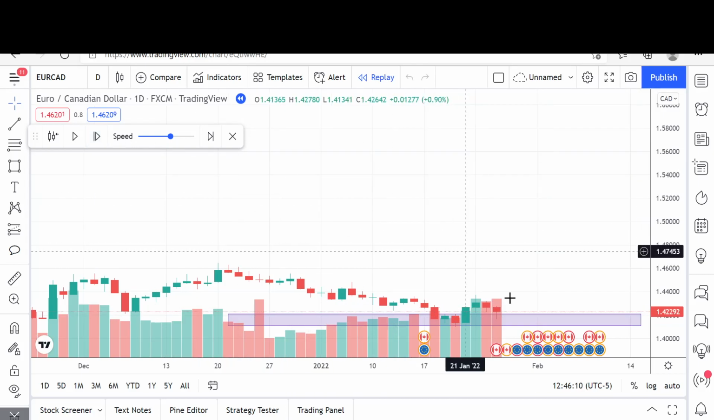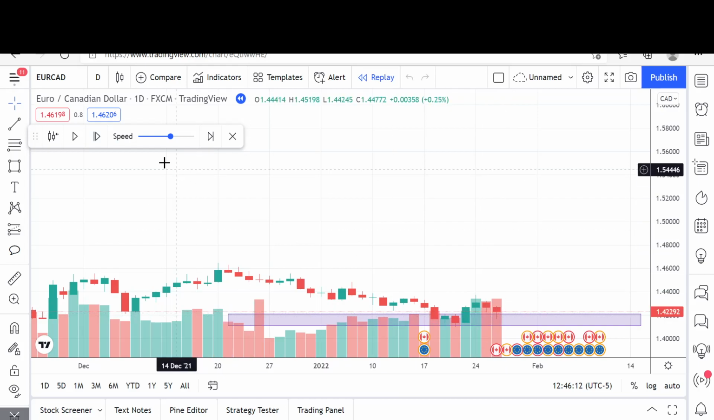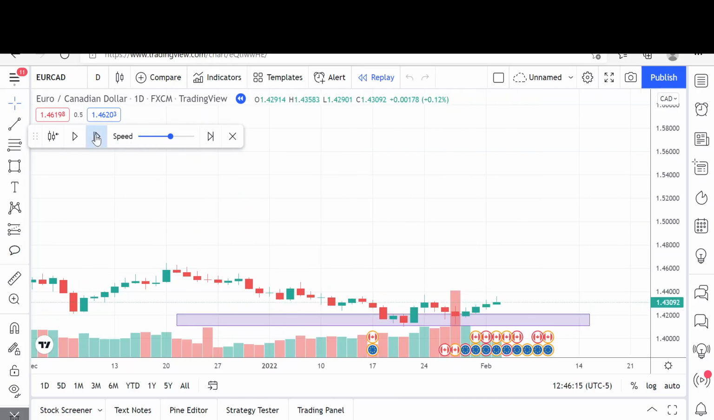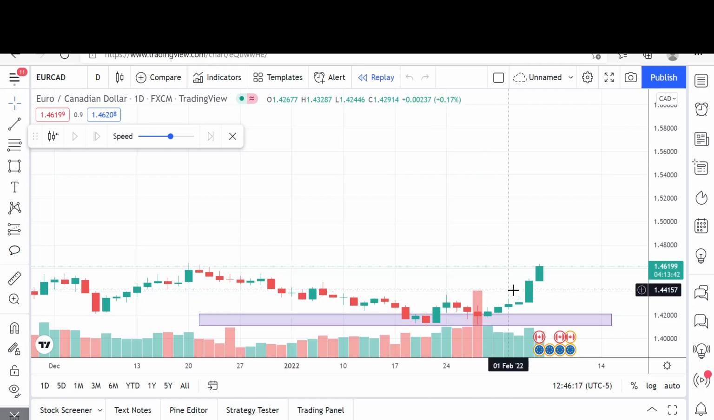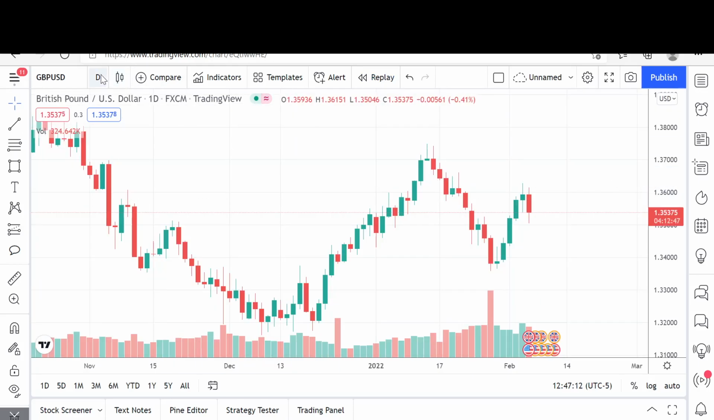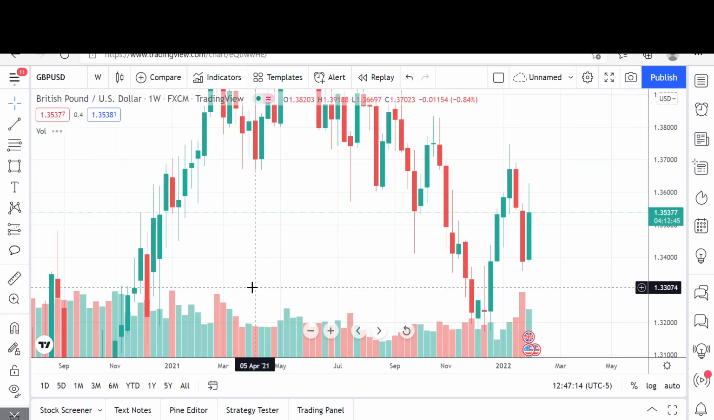So I actually grabbed this trade down into this bullish order block, and the rest is history. That is just one example. We'll go over a few others.